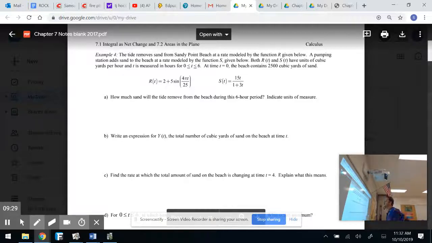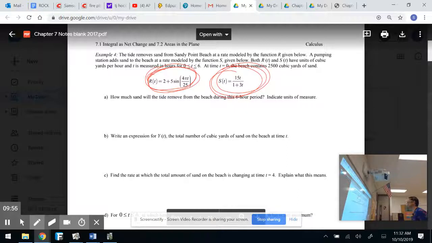All right, so we're at Sandy Beach. You don't have to pump sand out there in the islands of Hawaii, but this guy, I guess we're pumping sand into the beach. Okay, and it's being modeled, and it's a rate, right there. This is S(t), and where does it say S(t) is here? So we have pumping sand. Oh, no. Okay, so R(t) is you're removing sand. S(t) is you're bringing in some sand.